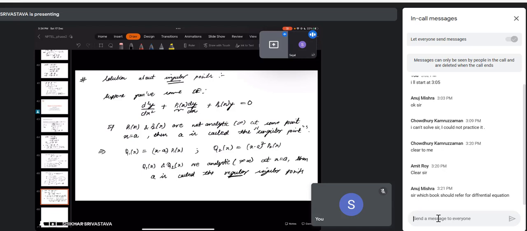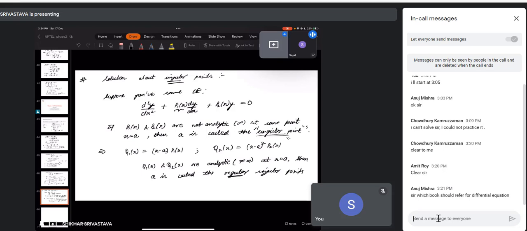And for all other values other than a, where p1x and p2x are defined, that is, they do not have infinity, those points are called ordinary points. So ordinary points are the complement of singular points, those points where we have finite values of p1x and p2x. Okay, so these are some definitions.